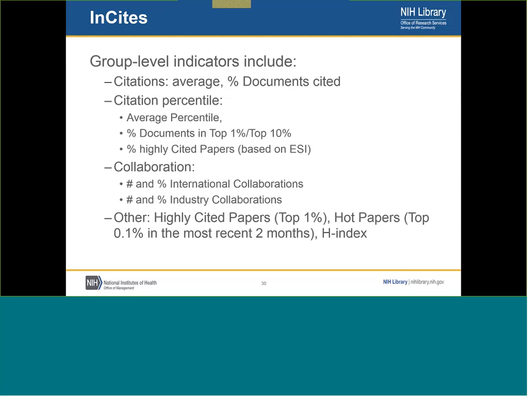Okay, they also give you the number and percentage of collaboration, either international collaboration or industry collaboration. They do those calculations for you already, so all you have to do is get the number. They also provide you with other numbers: highly cited papers, hot papers, H-index. So there are a lot of things that you can get for a group of papers.